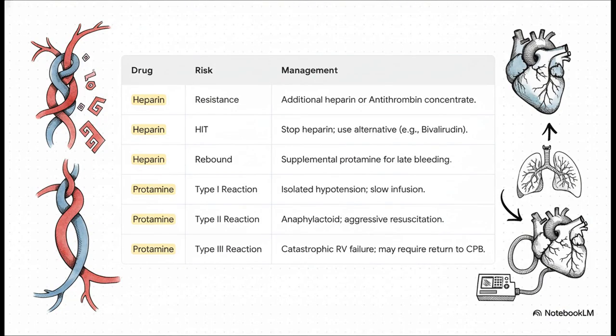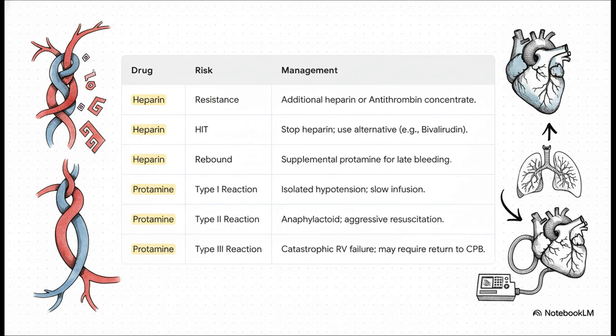This table really shows the full spectrum of what we have to be ready for. With heparin, besides HIT, you've got things like heparin resistance, which usually means the patient is antithrombin deficient. Then with protamine, we group the reactions by severity. Type 1, that's simple hypotension from giving it too fast. We see that all the time. It's easy to manage. Type 2 is a true allergic reaction.